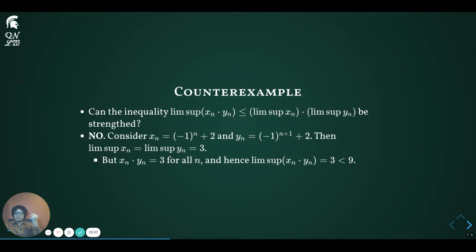If you have studied some physics before, this is kind of like constructive versus destructive interference. When the two sequences interfere constructively, then the most we can get for the lim_sup of the product is the product of lim_sups. When the two sequences interfere destructively, the lim_sup of the product can be much smaller. But how much smaller? The next theorem gives the answer.